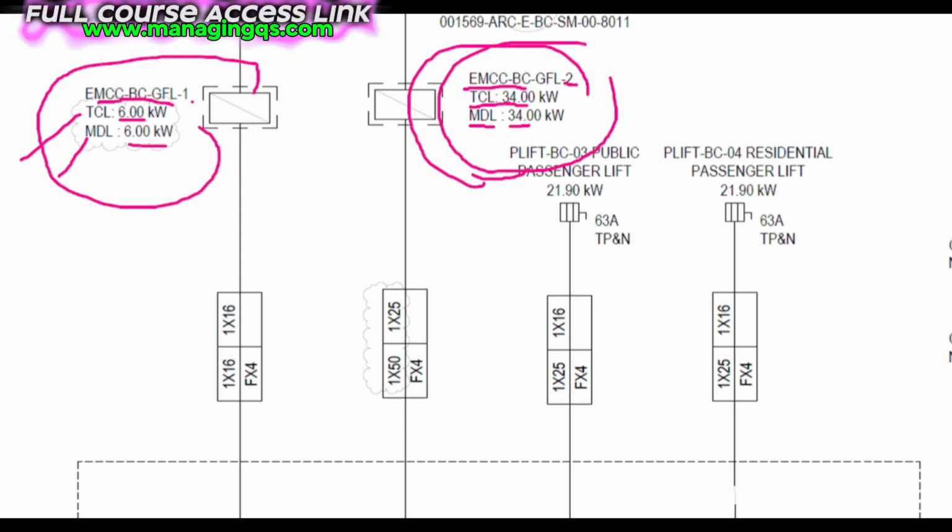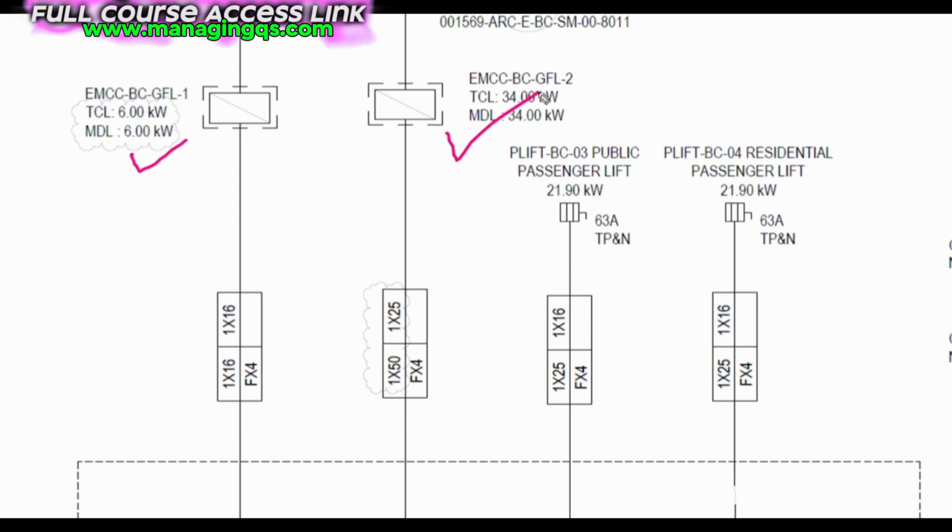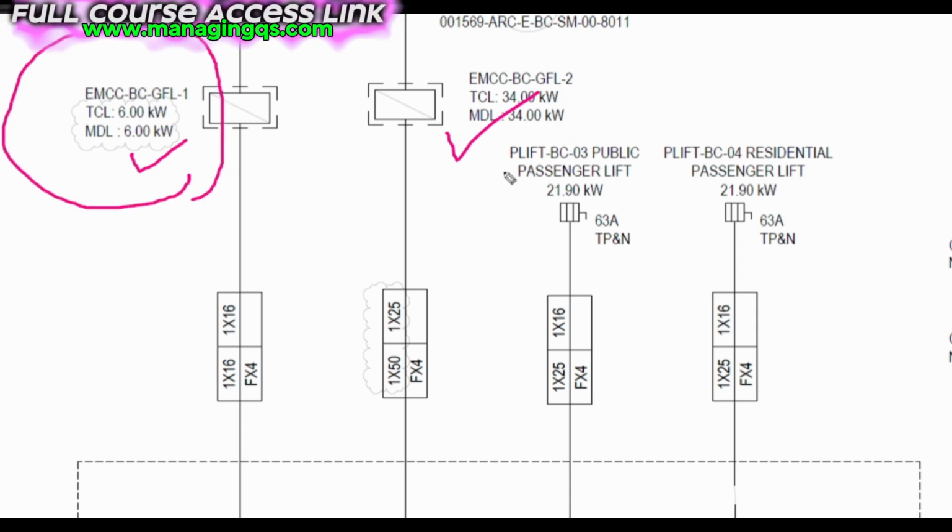Some people, during quantity takeoff, take MCC1 and MCC2 as the same category. So it is a wrong practice. We have to take the quantities separately because the TCL and MDL are totally different.